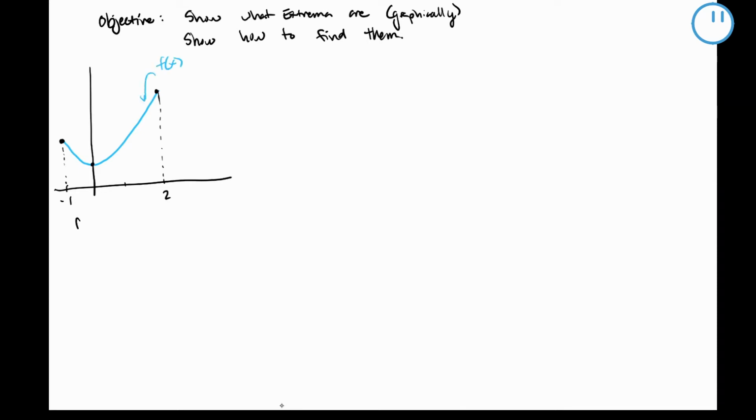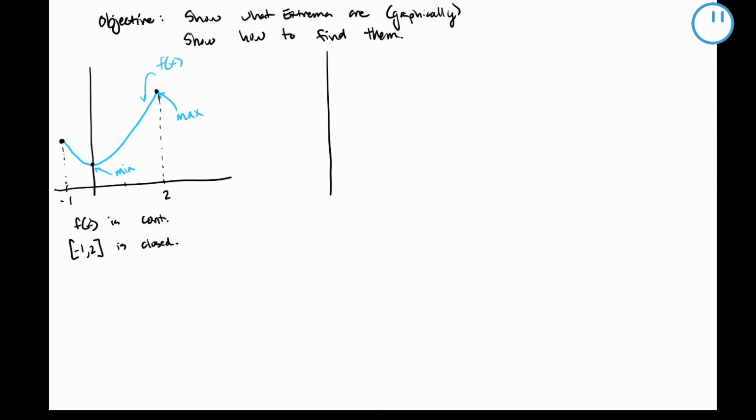So this is f of x. And I'm going to say that f of x is continuous, and the interval -1 to 2 is closed. In this particular case, because all the points are defined, I'm going to say that this right here is a maximum, and this right here is what we would call a minimum. But let's look at another example where this might not be the case.